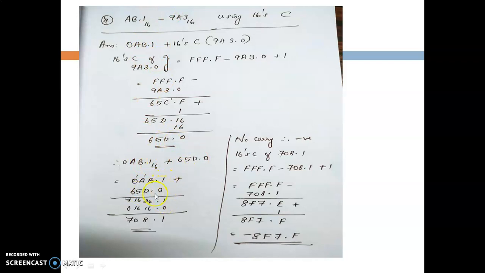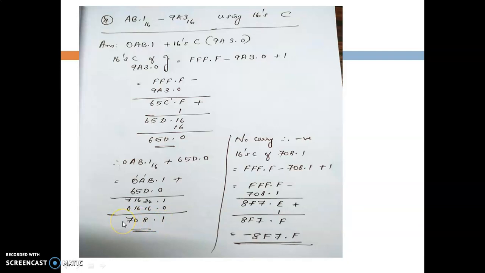1 plus 0 is 1, B plus D is 24. So 16 has to be subtracted with a carry 1. So A plus 1, that is B, plus 5 is 16. Then again, 16 has to be subtracted with a carry 1. So 6 plus 1 is 7. So the result is 708.1. Okay, so 708.1, there is no carry generated.